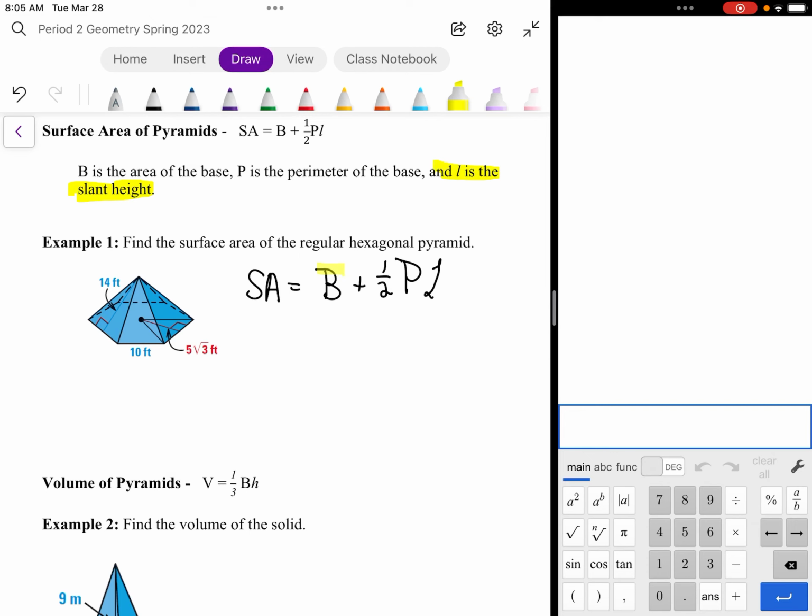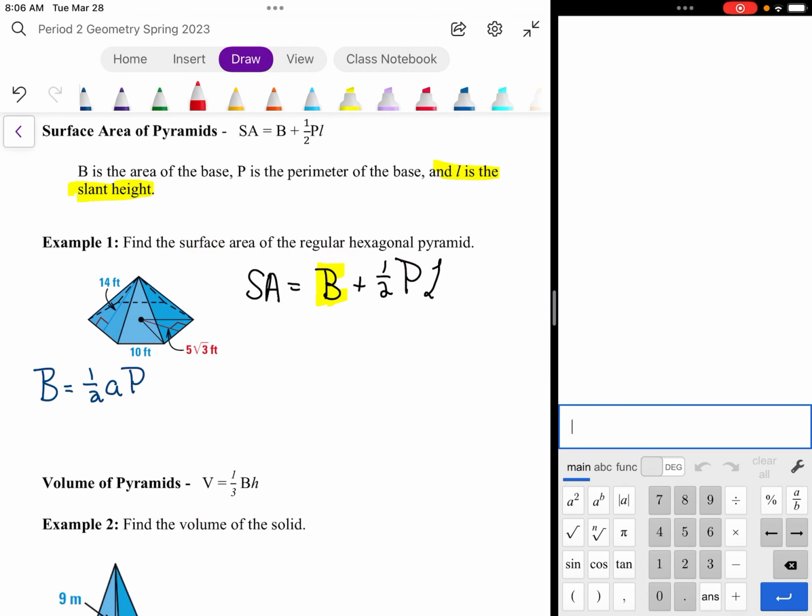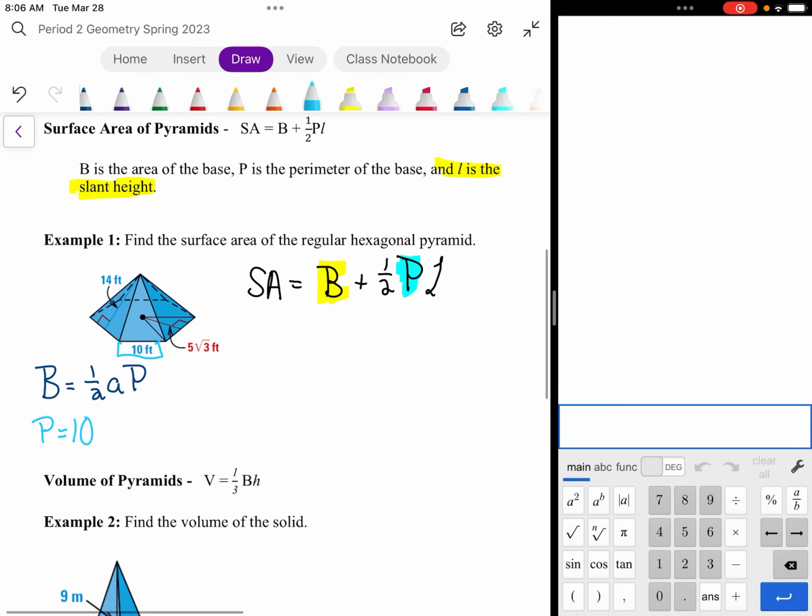So let's start with the area of the base. It is a regular hexagon, so we're going to use the formula for a regular polygon, which is 1/2 the apothem times the perimeter. So since we need to know what the perimeter is for this, I'm going to go ahead and find that first. So the perimeter is going to be equal to the length of the side, which in this case is 10, times the number of sides, 6. So our perimeter in this one is going to be 60.